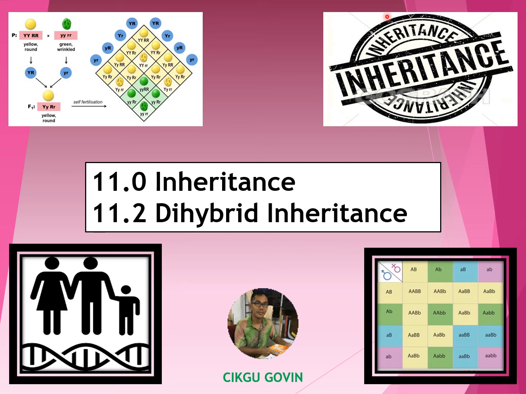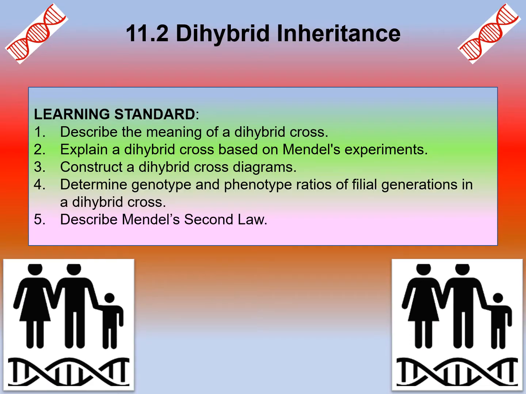So our topic today is chapter 11, inheritance, and our subtopic is 11.2, dihybrid inheritance. Here are the learning standards. Number 1, describe the meaning of a dihybrid cross. Number 2, explain a dihybrid cross based on Mendel's experiments. Number 3, construct dihybrid cross diagrams. Number 4, determine genotype and phenotype ratio of filial generation in a dihybrid cross. And number 5, describe Mendel's second law.